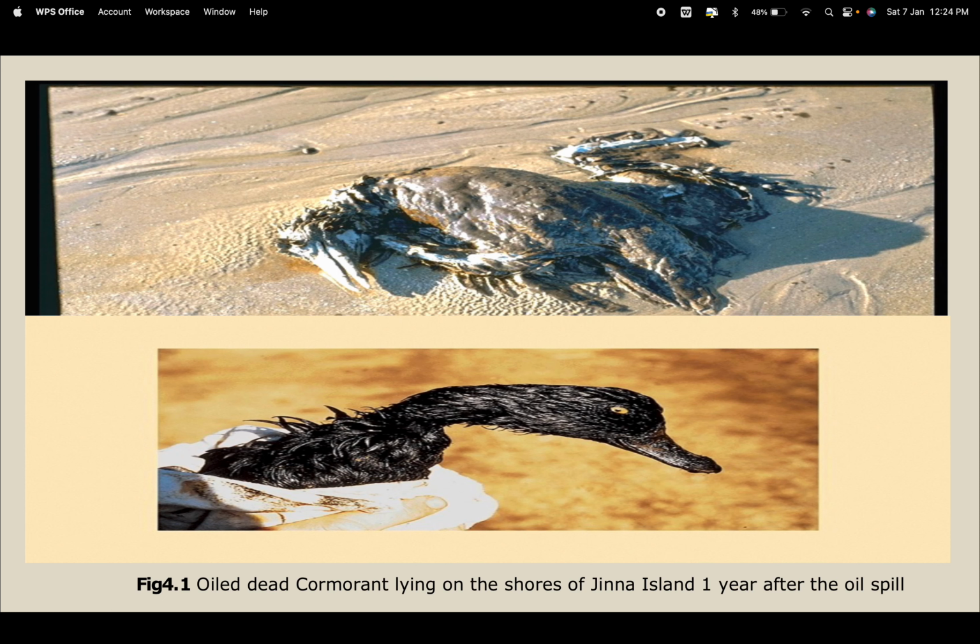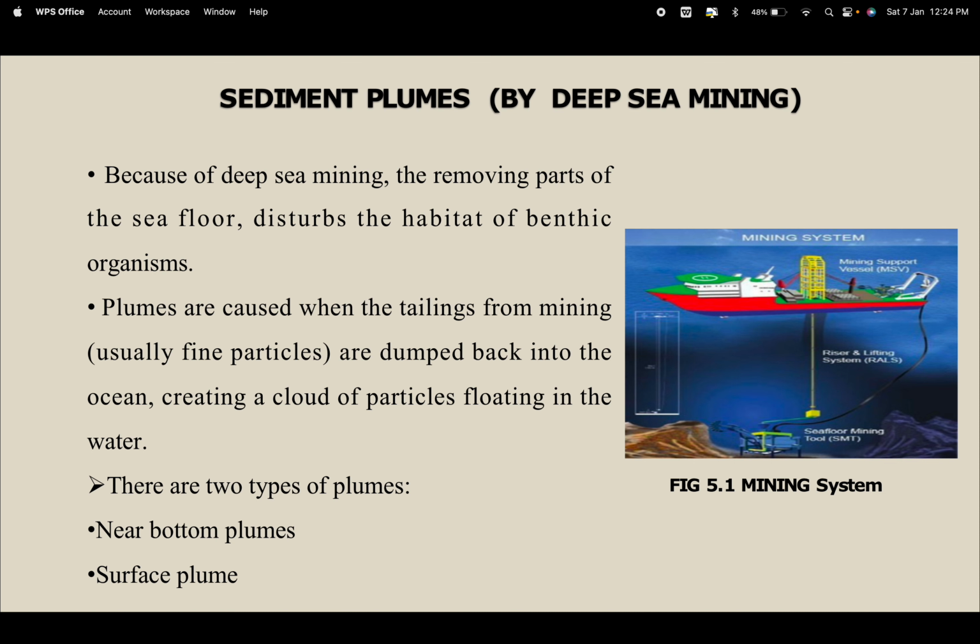Here we can see the figure of oil dead component lying on the shores of Jinnah Island 1 year after the oil spills.